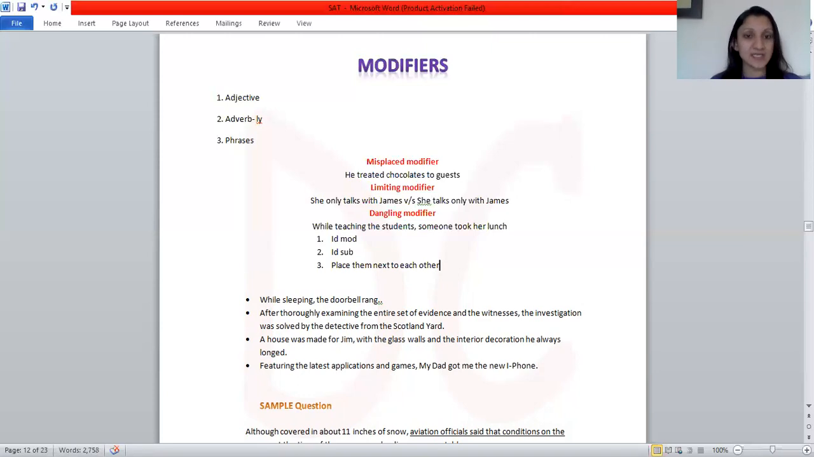So if you see in this case, while teaching the students, who's teaching? The next word is "someone." So that means someone is supposed to be the subject. So if someone is teaching the students, then who took the lunch away? We don't know. That is why it's a dangling modifier. The modifier doesn't know who to go to, it's just dangling here and there. I'm supposed to say who's teaching, but that "who" did not come at all. In this type of sentence, you have to correct it by adding the subject that is missing to the modifier. And when you add the subject, you'll of course have to add the verb, because subject and verb go together.